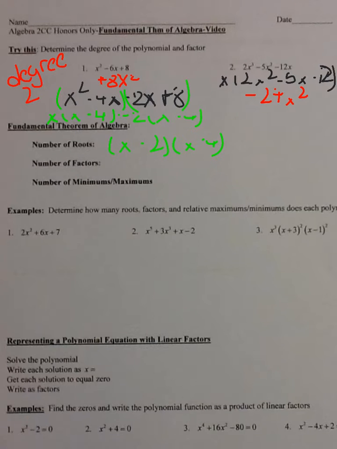So what multiplies to negative 24 and adds to negative 5 would be negative 8x and positive 3x. And then I bring down the negative 12 and the 2x squared. And then I factor by grouping.